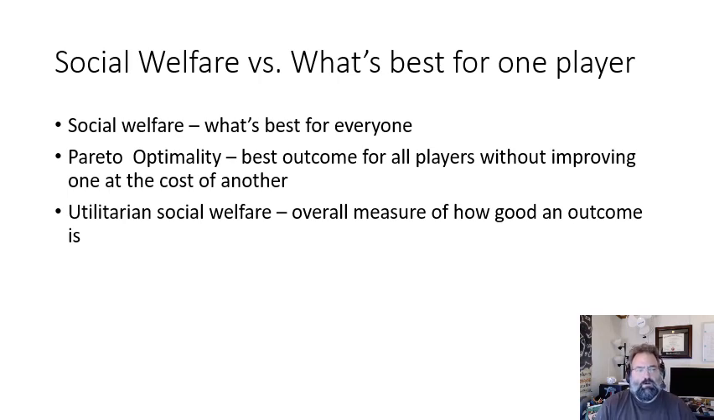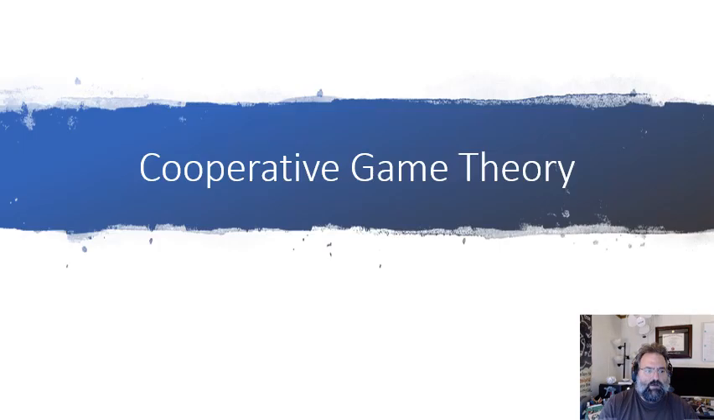Pareto optimality is the best outcome for all players without improving one at the cost of another. So you basically reach some level where the only way that it gets any better is if somebody else pays. So you typically may not want to do that. And utilitarian social welfare is a measure of the overall outcome for the entire situation or environment. And that could be very bad for one of the actors, but good for the overall environment. So those are kind of the variations on the theme.